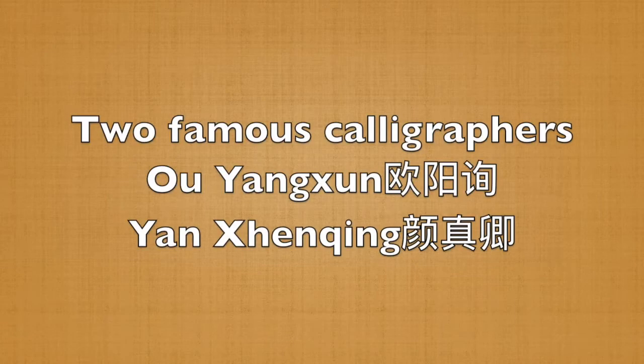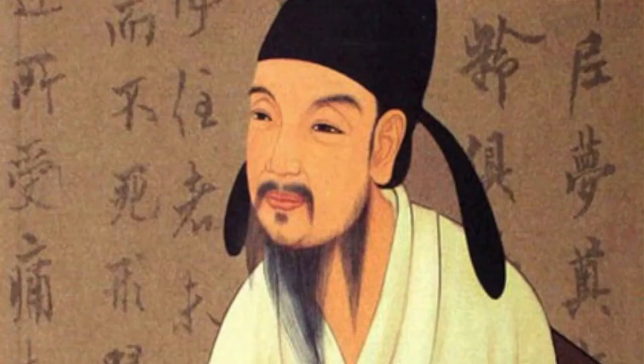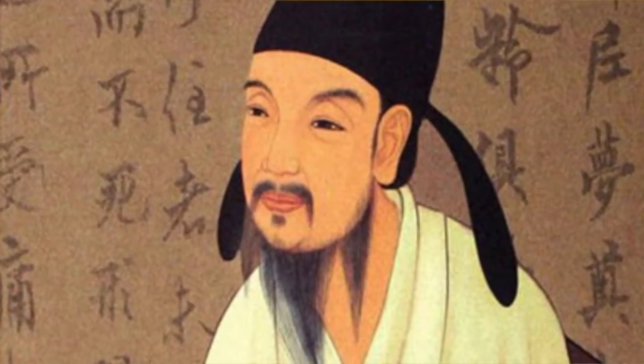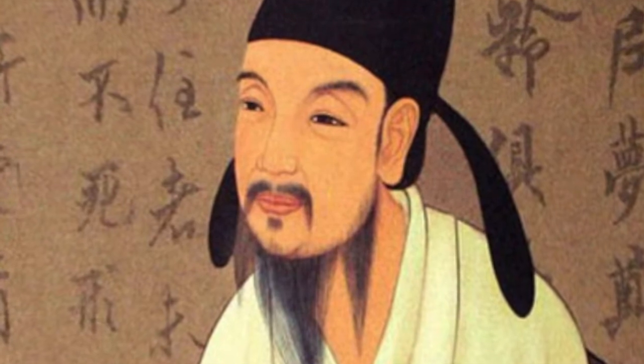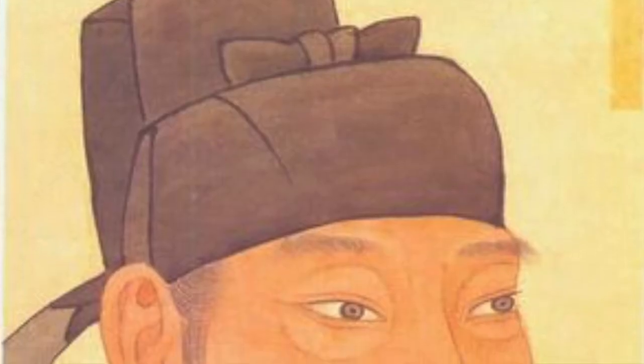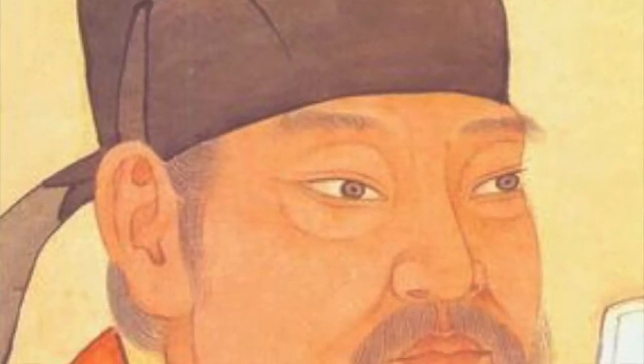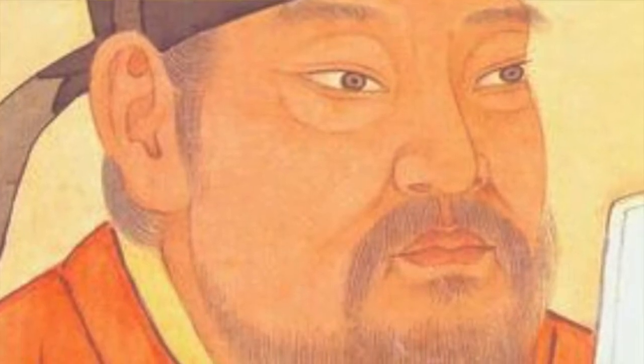Hey guys, today I'm gonna compare two famous calligraphers' regular script and try to find the difference. The first calligrapher is Ou Yangxun from early Tang Dynasty, and the second calligrapher is Yan Zhenqing from mid-Tang Dynasty.